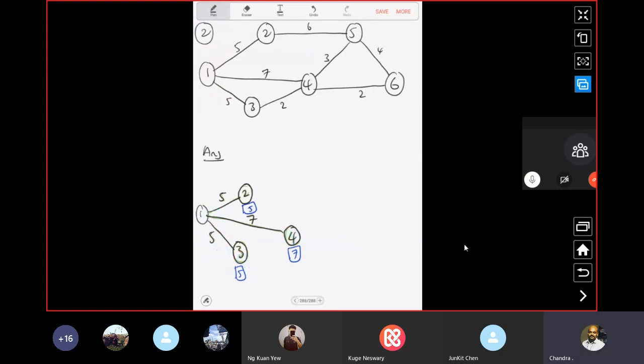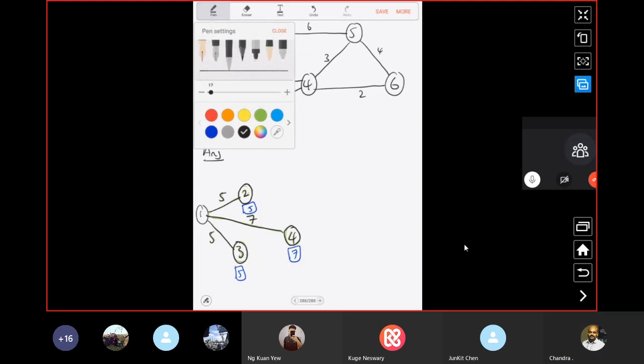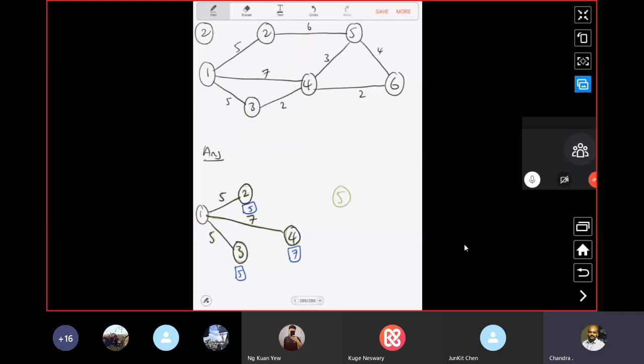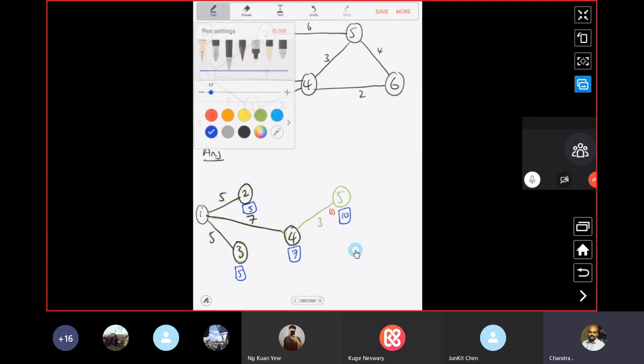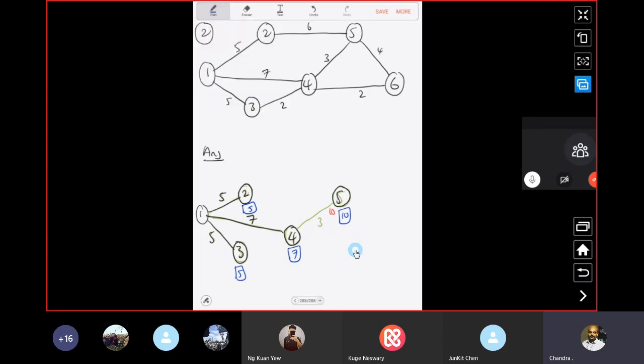Okay. Now next one would be 5. How is 5 connected? It is connected through 2 and 4. 6, 3. What is the distance? 5 plus 6, 11. 7 plus 3, 10. Which one is smallest? 10. Therefore, we erase this one. We write here 10 and join 5 to the connected group.